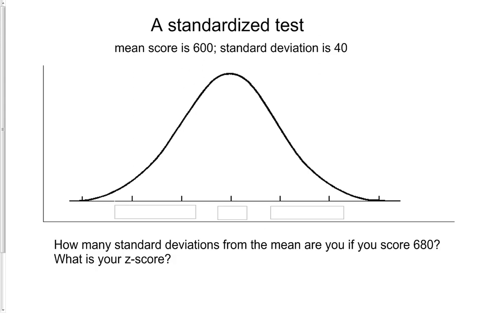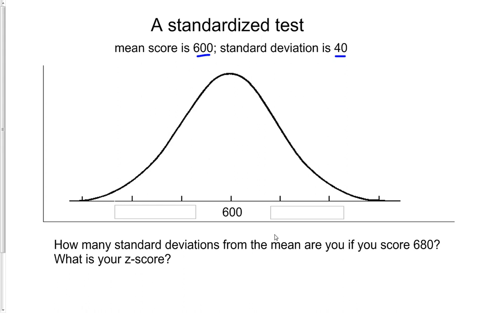So now let's take a look at a problem where we have a standardized test with a mean score of 600 and a standard deviation of 40. Whenever you have a mean score, you're going to go ahead and plot that right in the middle, right where we have the 0 on the standardized curve. You're going to put the mean right in the center.